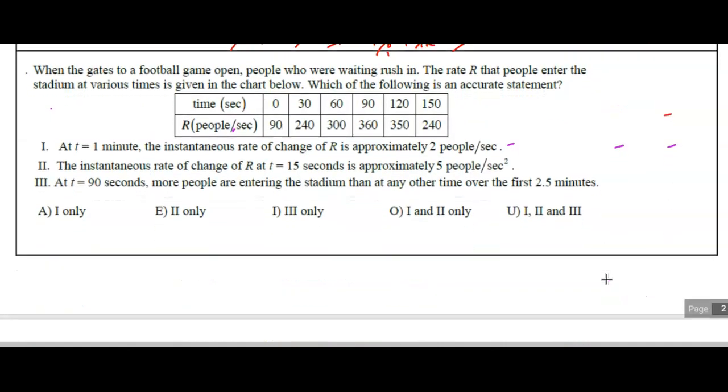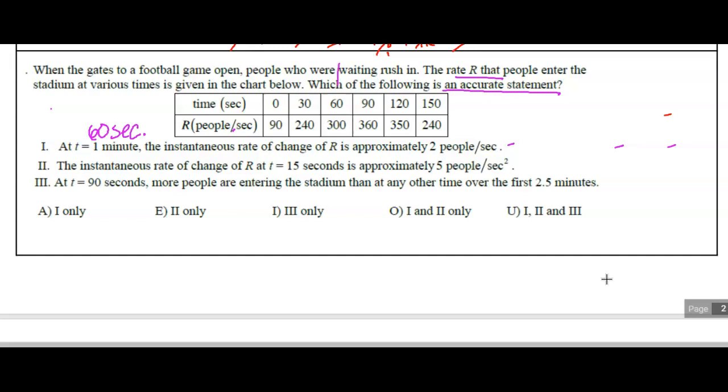All right, let's look at the last question. They give us a table. They tell us that R is the rate, R is the people, sorry, the rate that they enter the stadium. Which of the following is accurate? So unfortunately, we have to go through all of them unless we can eliminate them quicker. Okay, so t equals 1 minute, which is 60 seconds. The instantaneous rate of change is approximately 2 people per second.